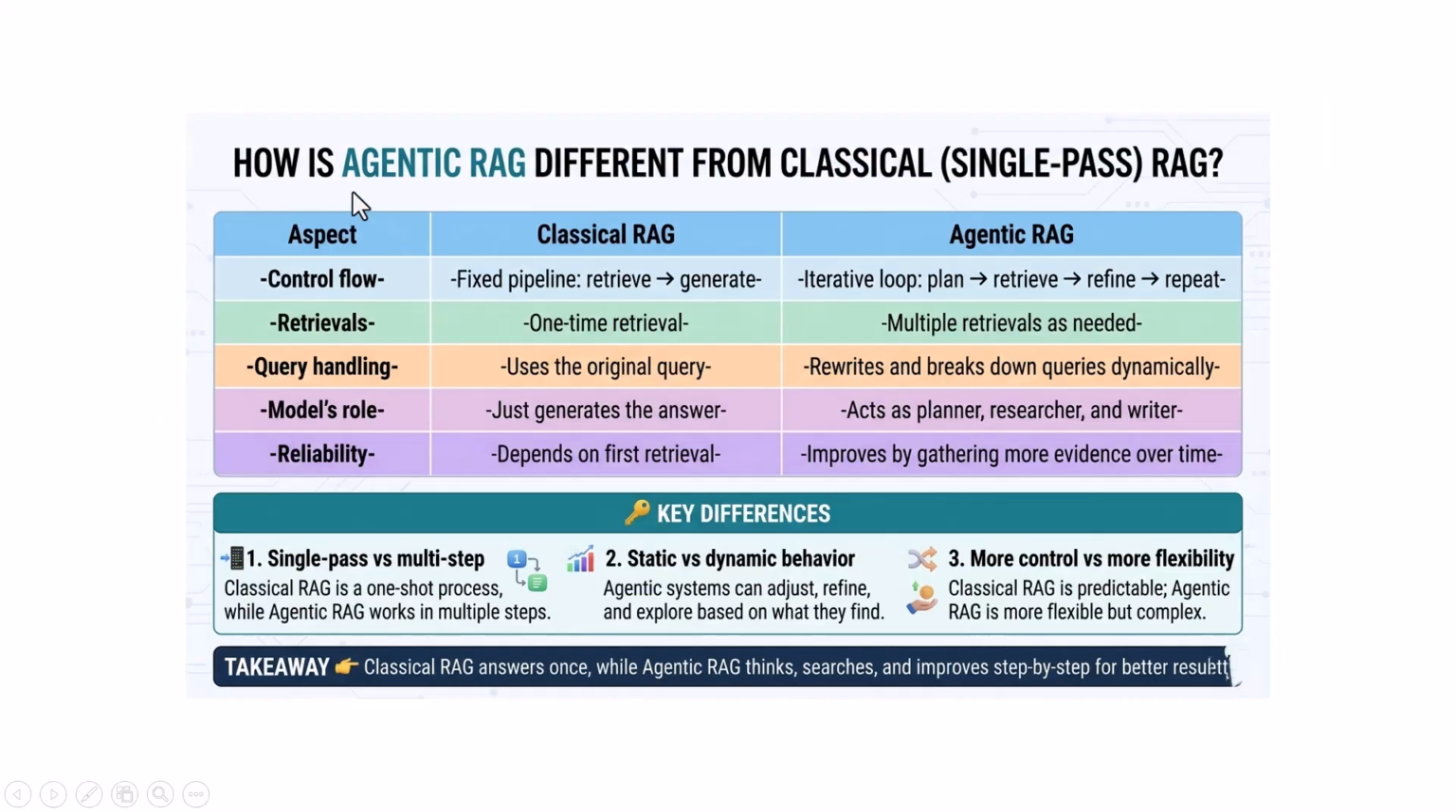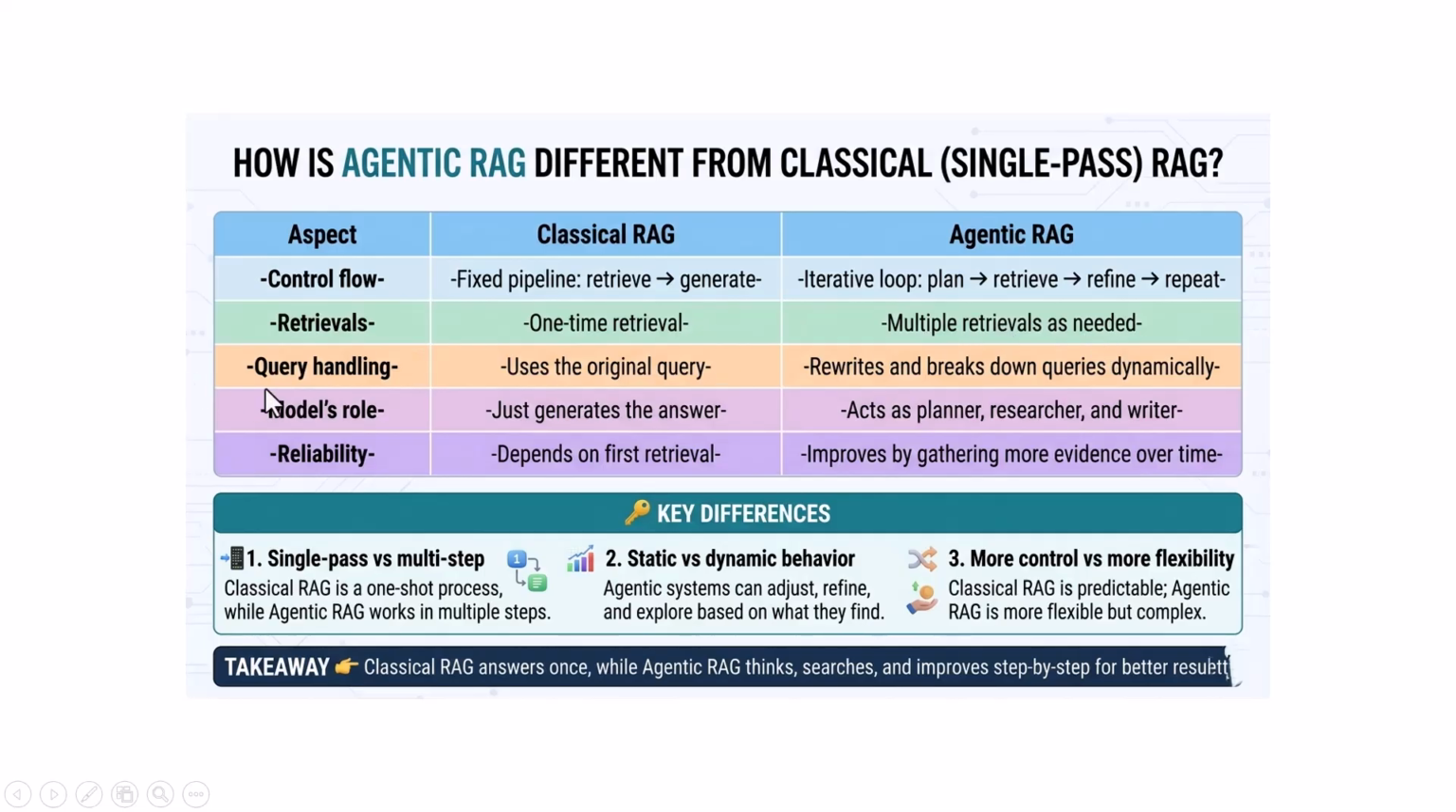Okay? Let's understand how is Agentic RAG different from classical single pass RAG. Let's understand the difference in multiple aspects. First one is in terms of control flow. Classical RAG has a fixed pipeline, that is, first retrieve and then generate, whereas Agentic RAG has an iterative loop, that is, plan, then retrieve, then refine, and then repeat. And the next one is in terms of retrievals. Classical RAG has one-time retrieval, whereas Agentic RAG can have multiple retrievals as needed.